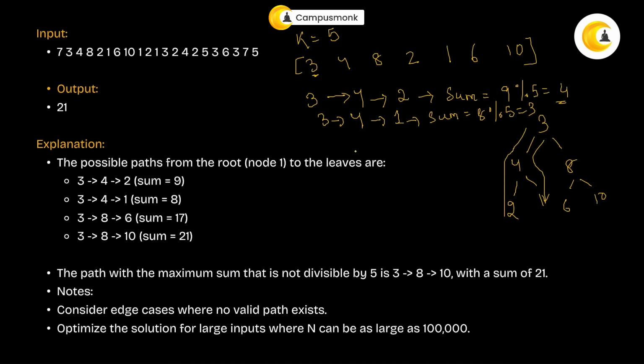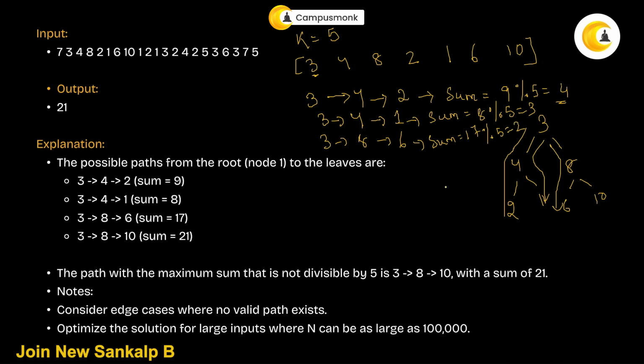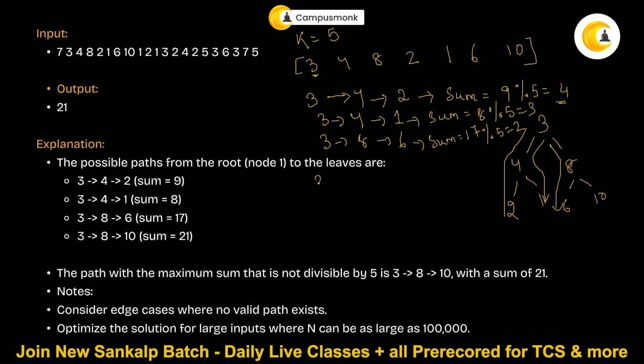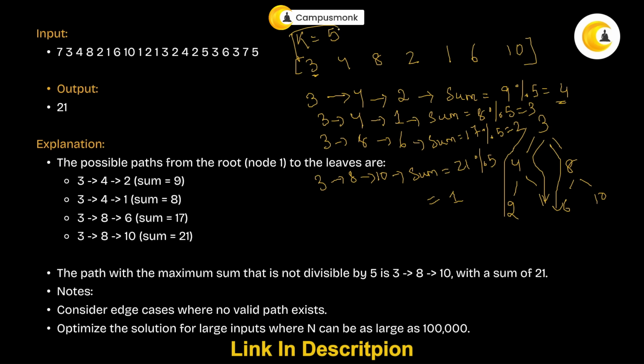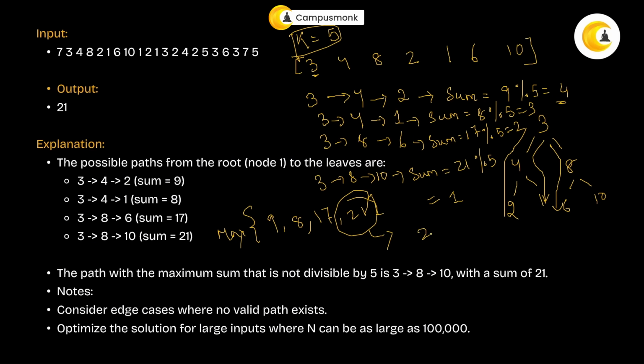Next is say 3, 8, 6. Then what is your sum? It is 17. Now 17 mod 5, that is also not divisible. You will have 2 as the remainder. The next one can be 3, 8, 10. Your sum is 21. If you divide that by 5, your remainder will be 1. So none of the paths' sums is divisible by the value k, that is 5. So what you need to do is take the maximum of all the sums. You'll take the max of 9, 8, 17, and 21. Who's the max? This 21. So your output should be 21.